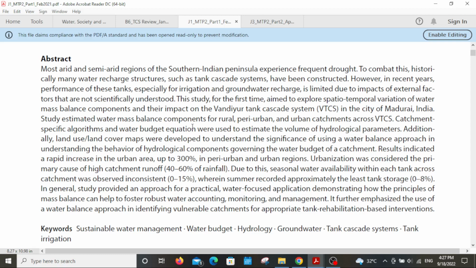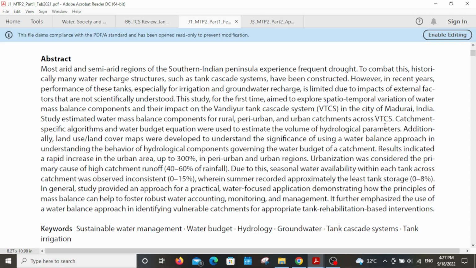Study estimated water mass balance components for rural, peri-urban and urban catchments across VTCS. So I hope some of the enrolled candidates understood how the interventions that we do for water conservation may vary from rural landscape to urban landscape. So this paper is actually taking into account 3 landscapes, which is rural, peri-urban and urban catchments. When I say peri-urban, it is an emerging region which aims to become an urban area. Right? So it's semi-urban. This can be another synonymous term to peri-urban.